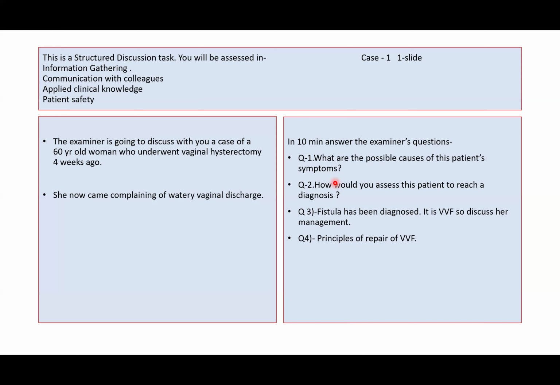All right. So the fistula has been diagnosed. It is VVF. So discuss her management.